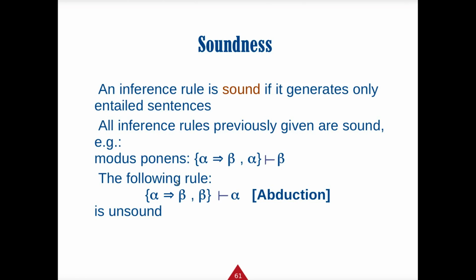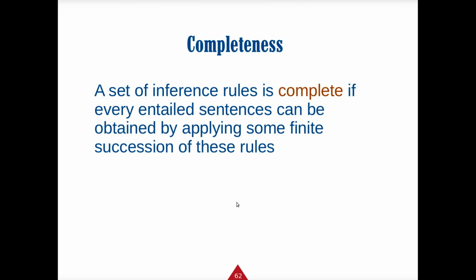And so with this following rule, you're saying, okay, I have this modus ponens, but that doesn't infer alpha. So this is not a sound statement. If you're inferring something that you haven't proved or haven't shown the rules for, it's not sound. And completeness is defined as: every entailed sentence can be obtained by applying some finite succession of these rules. So basically every entailed sentence, if you use the rules above it, is complete.